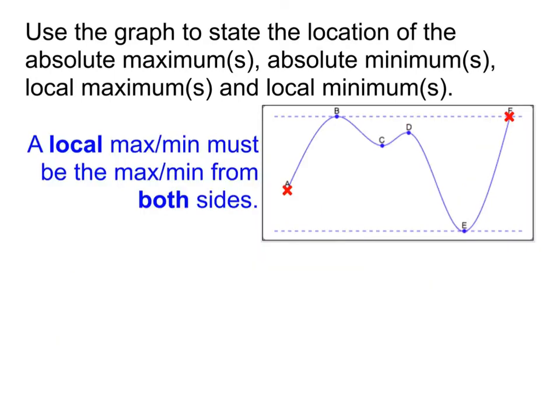And so the thing to remember coming out of these is that a local max or min must be the max or min from both sides. Not just one side, but from both sides.